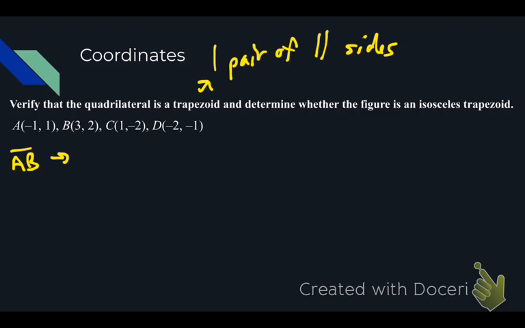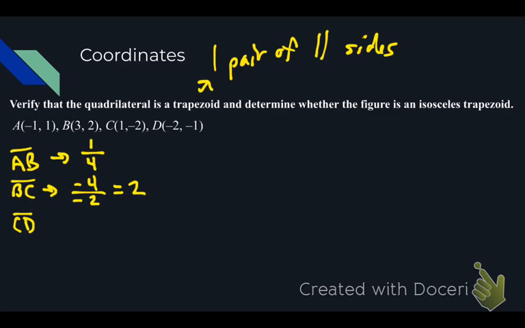So remember, it's y2 minus y1 over x2 minus x1. So that would be what? 2 minus 1 over 3 plus 1, that'd be 1/4. All right, how about BC? BC would be negative 2 minus 2, that's negative 4. And then 1 minus 3 is negative 2, and that equals positive 2.